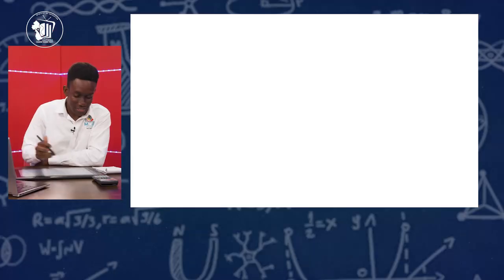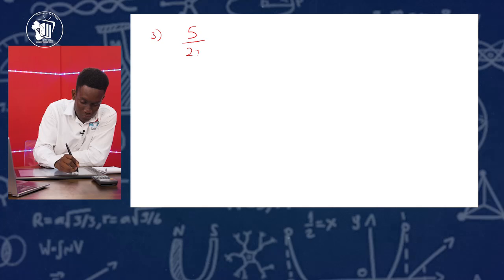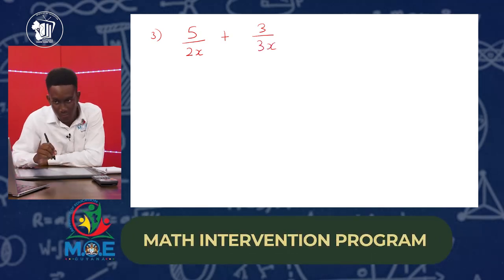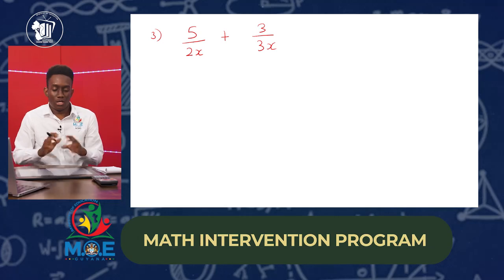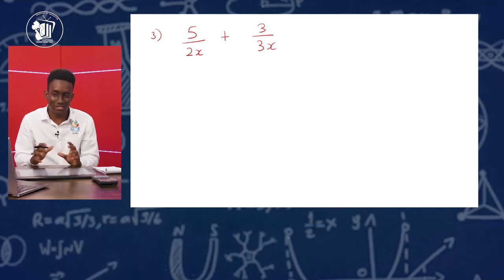So now let's take things up a bit. Let's take things further with some more examples. Let's say we have number 3: 5 over 2x plus 3 over 3x. Now in this case, we have 2x and 3x. Of course, the denominators are not the same. 3x is not the same as 2x. So we have to find the LCM.